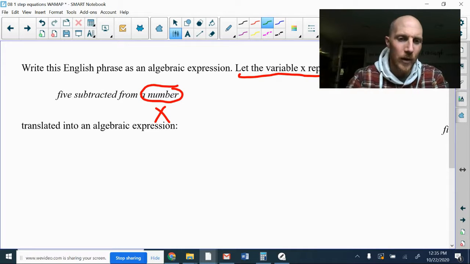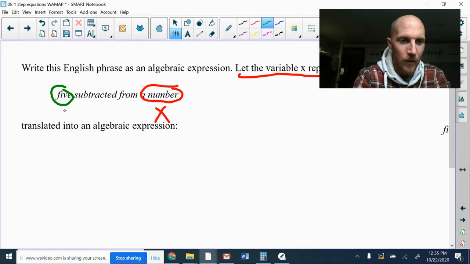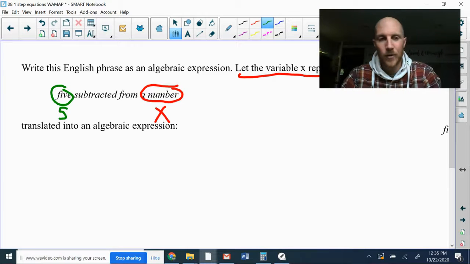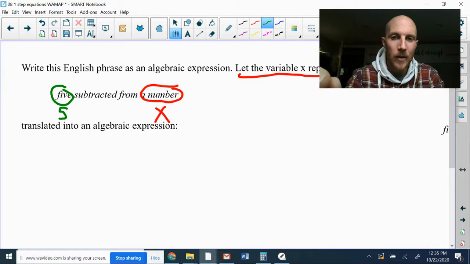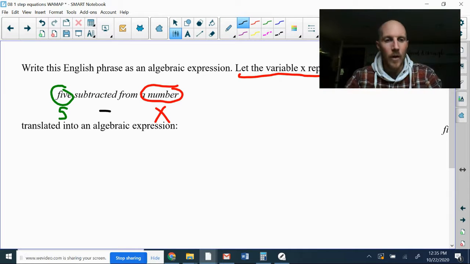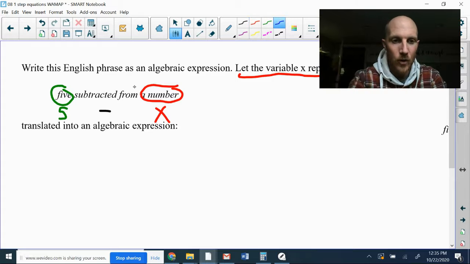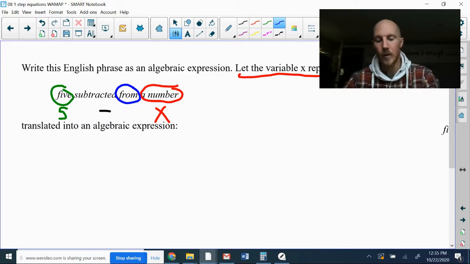Yeah, some parts of this are very, very simple. Like it says 5 in words. We know we can translate that to the number 5 and subtract it from, right? We know subtract means subtract. But here's the catch. If we were just to write 5 minus x, that would actually not mean the same thing as 5 subtracted from a number. So we have to pay attention to these direction words.